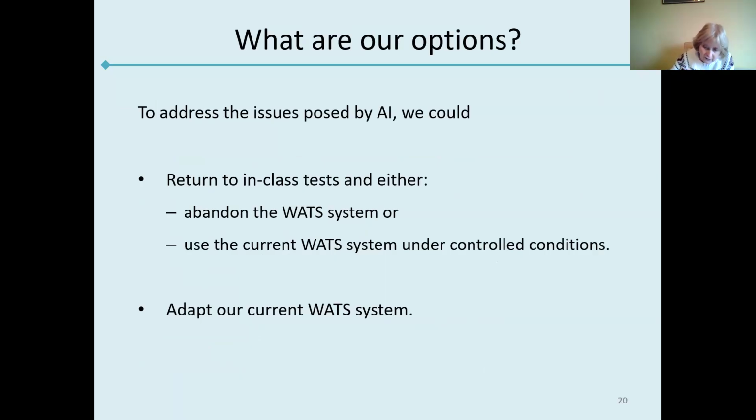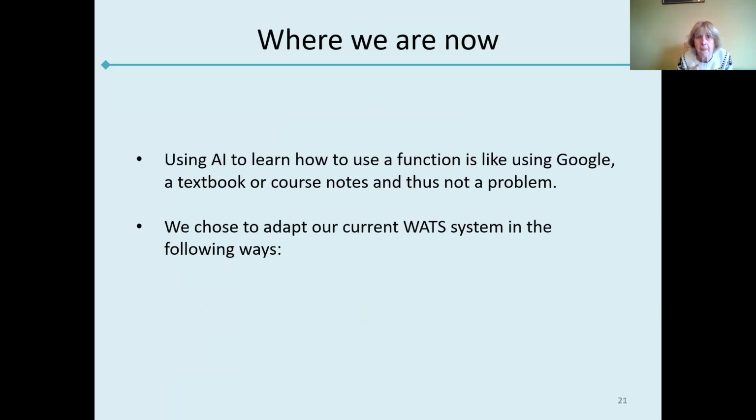And what we could have done is go back to in-class tests and either not use WATS or use the WATS system under controlled conditions. And that is, of course, still possible. Or we could also adapt our current WATS system. So looking at the next slide, as I said a second ago, we are happy for students to use online resources to address gaps in their knowledge, because after all, when they get to the workplace, they'll be able to access this type of resource.